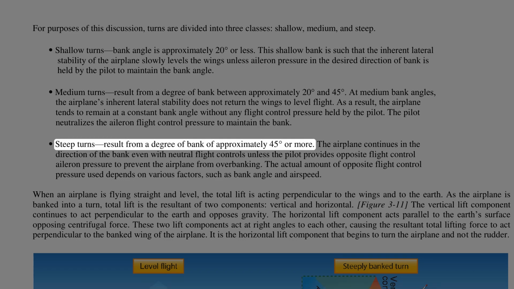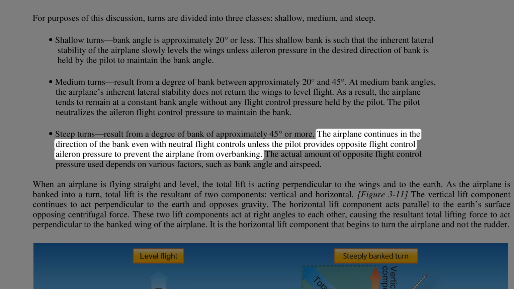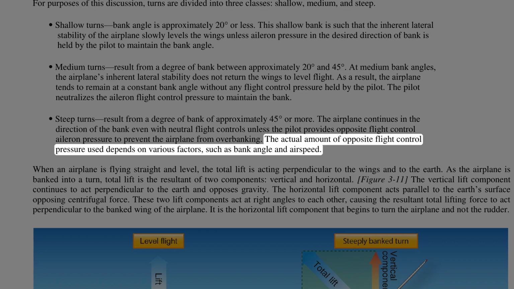Steep turns result from a degree of bank of approximately 45 degrees or more. The airplane continues in the direction of the bank, even with neutral flight controls, unless the pilot provides opposite flight control aileron pressure to prevent the airplane from overbanking. The actual amount of opposite flight control pressure used depends on various factors, such as bank angle and airspeed.